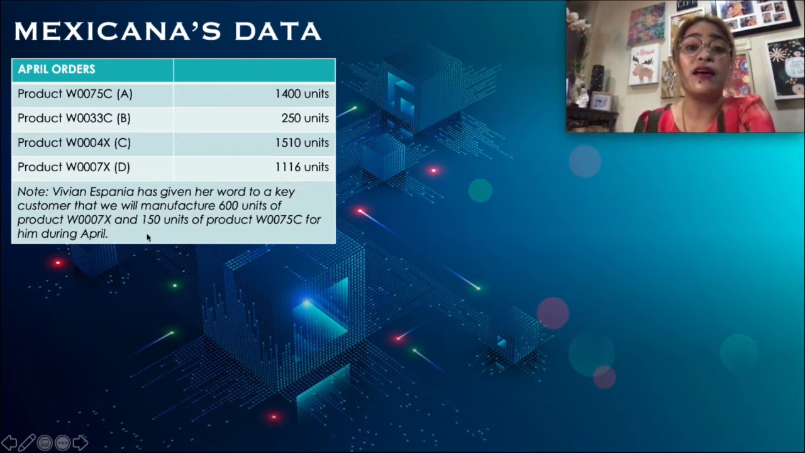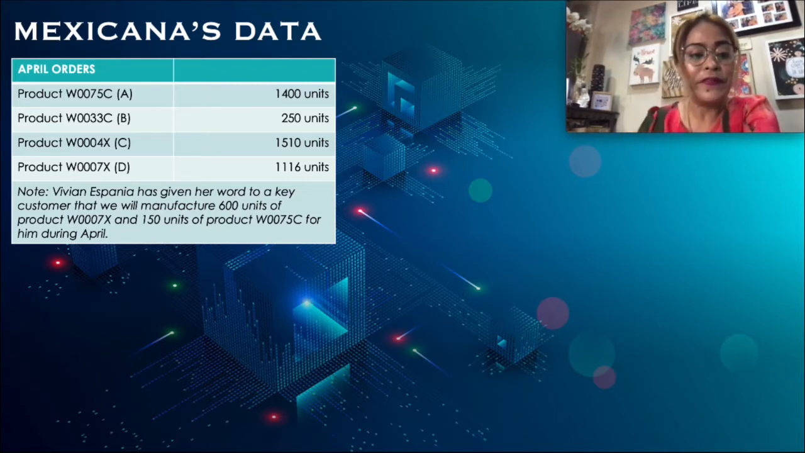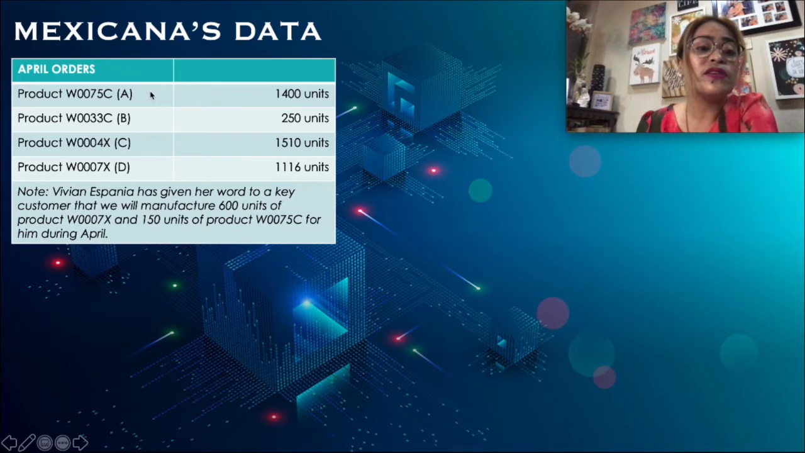Note, Vivian Espana, who is actually the general manager of Mexicana, has given her word to a key customer that we will manufacture 600 units of product W007X or the product D and 150 units of product W0075C or product A for him during April. And because the month of April is coming up, with these orders, the question is what can be done in order for the company to be more profitable in the short-term period.